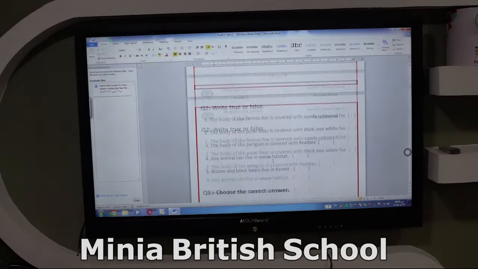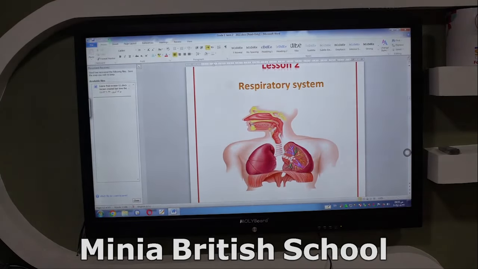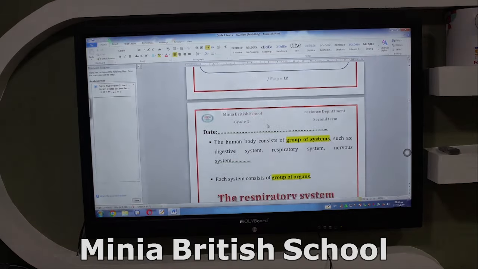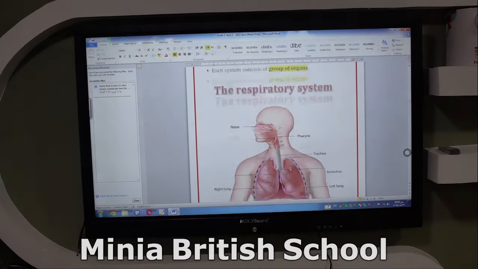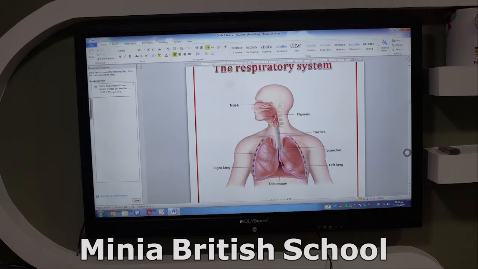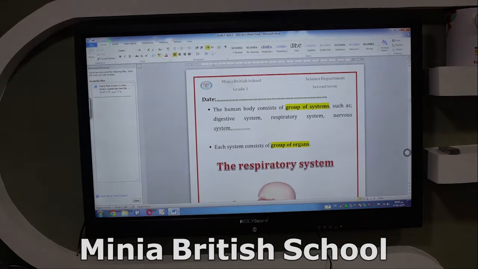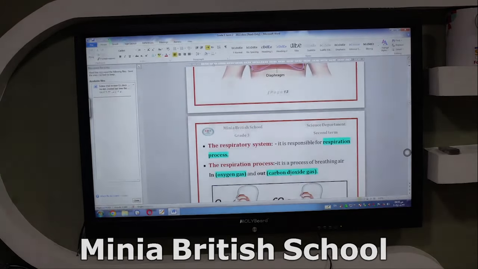Let's move to the next lesson, respiratory system. As you know, grade 3, our body consists of a group of systems, and each system consists of a group of organs, and each organ consists of a group of tissues, and each tissue consists of a group of cells. So I can say the cell is the smallest building unit in the body of living organisms. And today we will talk about one of the systems that are found in our body. It's called respiratory system. Let's know the function of this system.